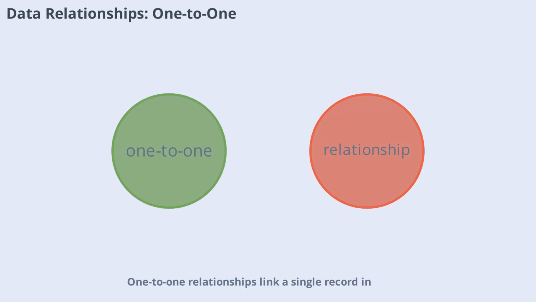One-to-one relationships link a single record in one table to a single record in another. For example, each employee might have one unique ID card. Understanding and correctly implementing these relationships ensures data is organized and prevents unnecessary duplication.